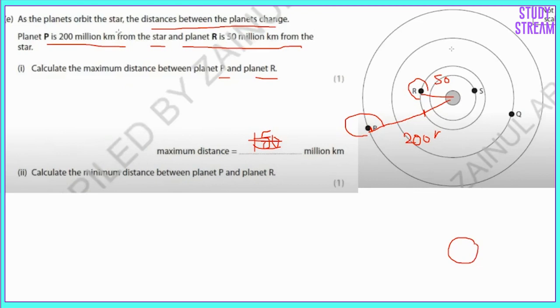Yeah. If the center is here, this is our star. And let's assume the longest distance would be when they are exactly at the same line but opposite to each other. So R is this side, and then planet P is here. The distance between P and the star is 200 million, and this distance is 50, correct? So now it's 250. Yes, and the minimum distance is 150. Okay, makes sense now.